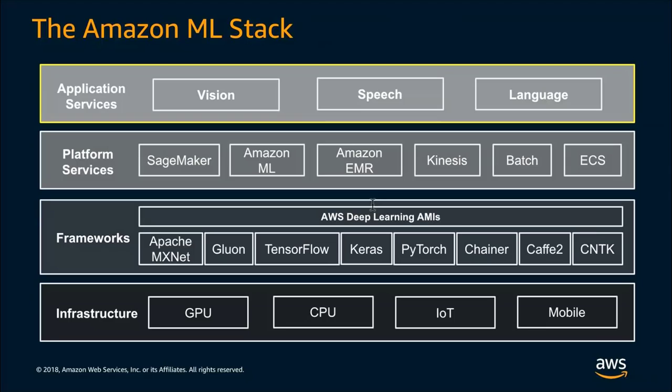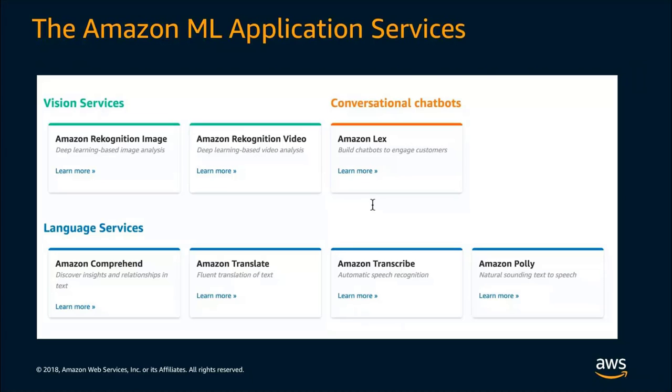At the application service level, we have Amazon Rekognition, image and video for vision. We have Amazon Lex for speech processing for building conversational chatbots. And for language processing, we have Amazon Comprehend for text analysis, Amazon Translate for machine translation, Amazon Transcribe for speech to text, and Amazon Polly for text to speech. Those applications are API driven. They can be integrated easily with other applications. And Amazon EMR can integrate with those and other components in the Amazon machine learning stack. So those are the Amazon machine learning application services we just talked about.